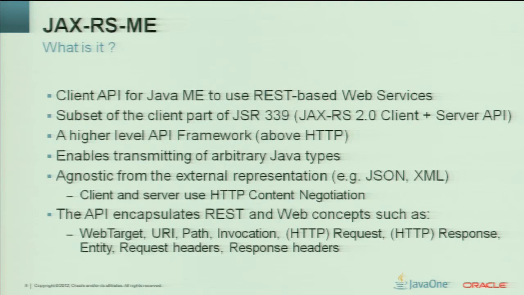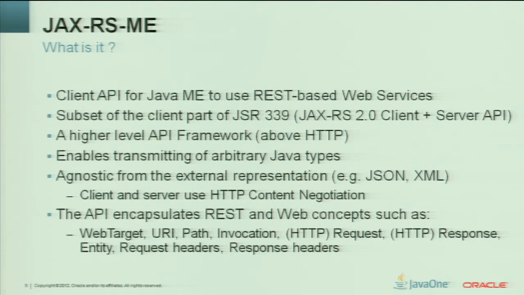JSR 339 is a JAX-RS 2.0 client and server API. Since we're on the client only, we have only been using the client API. It's a higher level API framework, so it is above HTTP, and it enables transmitting of arbitrary Java types. The API is completely agnostic from the external representation, so it does not limit you to use JSON or XML or anything else.